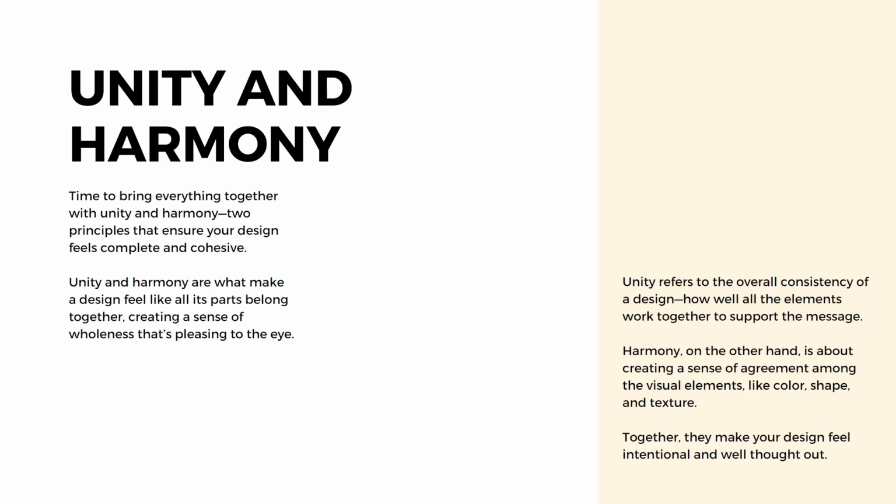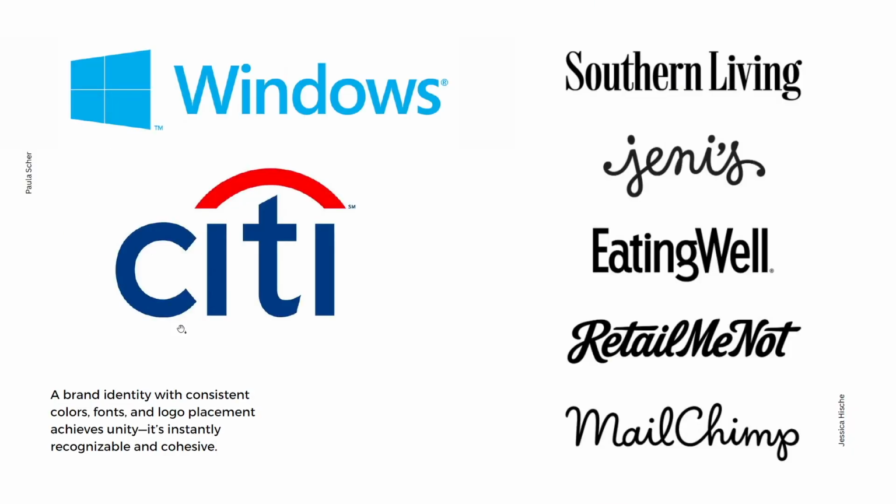Like, are the colors harmonized? I mean, we use the word color harmony. Are the shapes feeling like they go together? The textures, etc. When they are together, they're going to make your design feel intentional and well thought out. Brand identities with consistent colors, fonts, logos, and symbols are the ones that achieve unity. They're instantly recognizable and super cohesive.